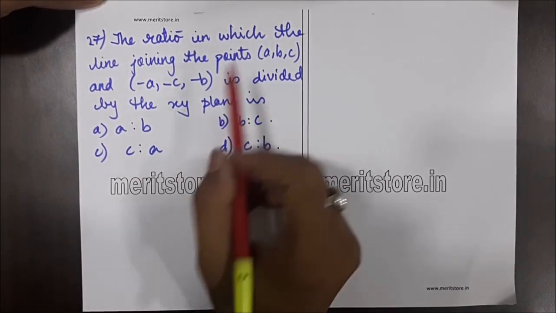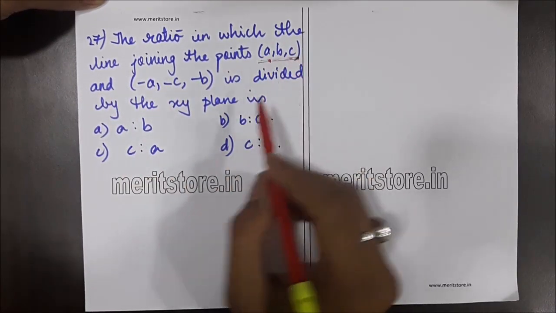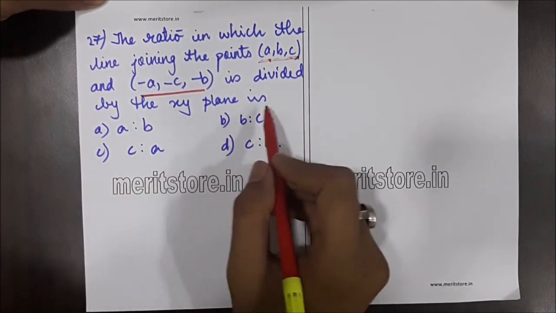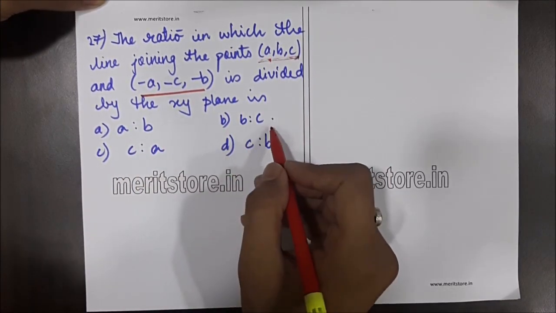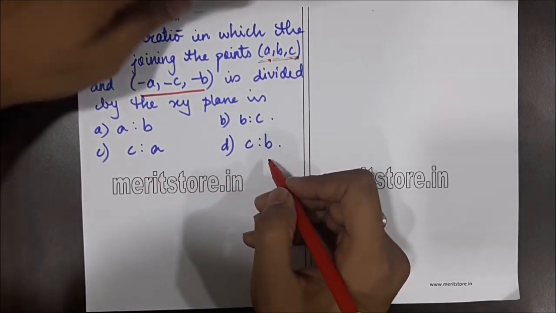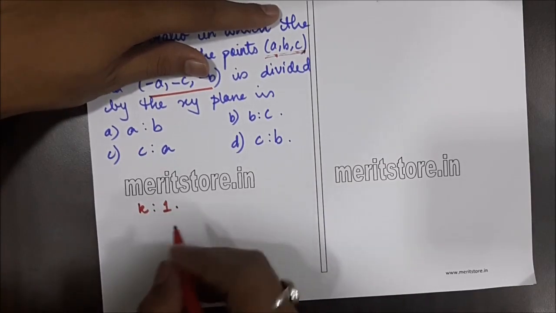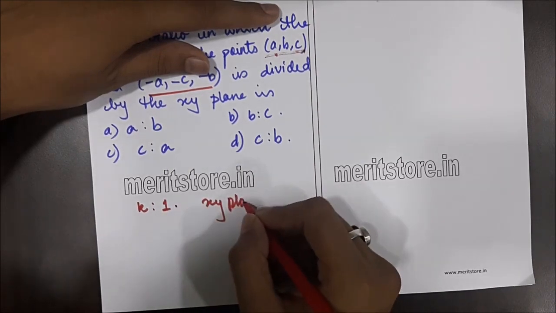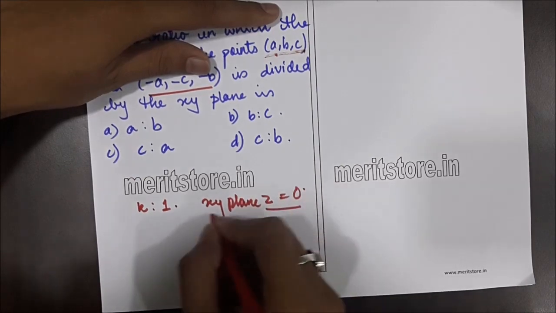Question number 27. The ratio in which the line joining the points (a, b, c) and (-a, -c, -b) is divided by the xy plane is: a is to b, b is to c, c is to a, or c is to b. Let the ratio be k is to 1. Since we are on the xy plane, we get that z is equal to 0.